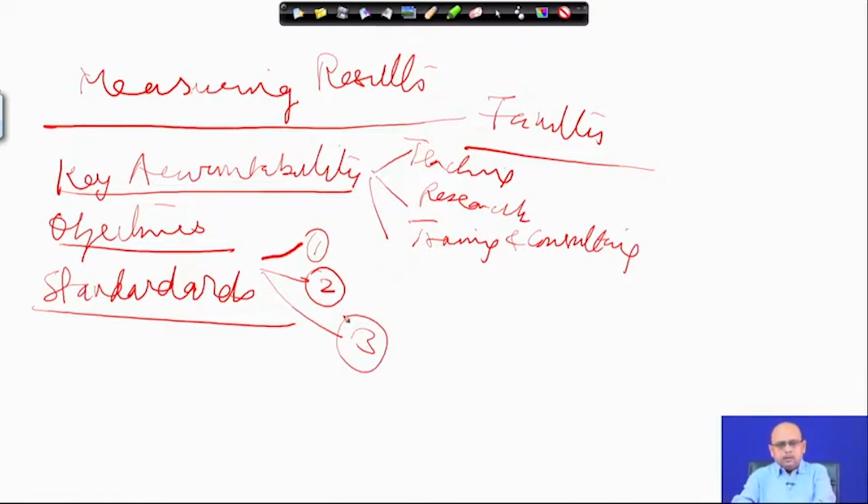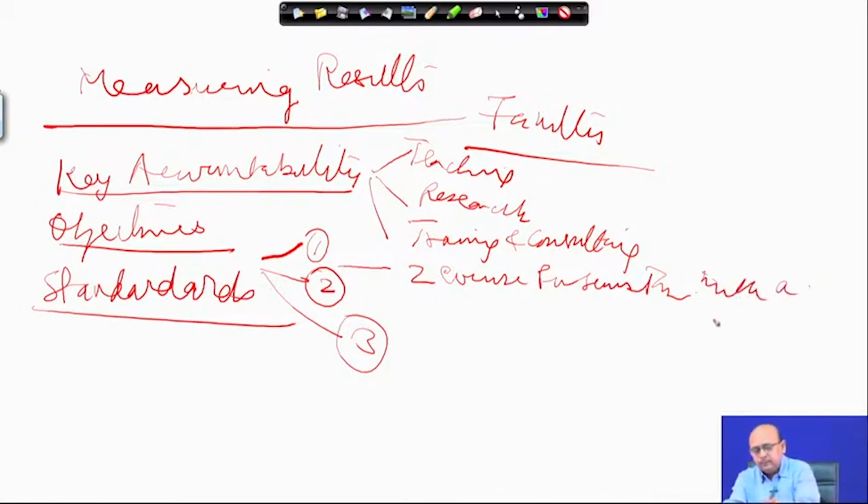So, specific objectives means 2 courses per semester, and with good feedback, where the feedback could be, say, greater than 4.0. So, this is a specific objective: that you are going to teach 2 courses effectively, so that you get good feedback about these courses. This is related to the first one. So, you have established a specific objective in this case.